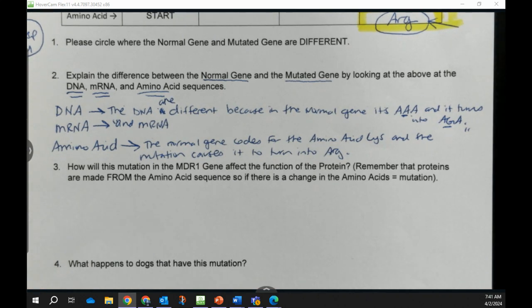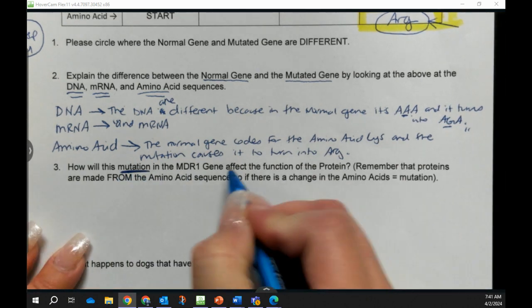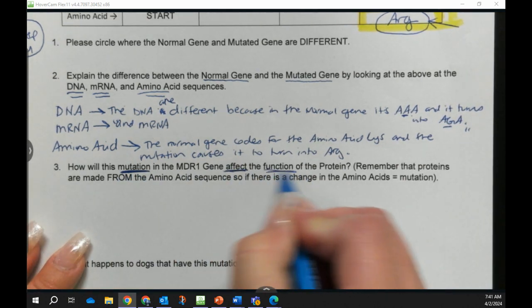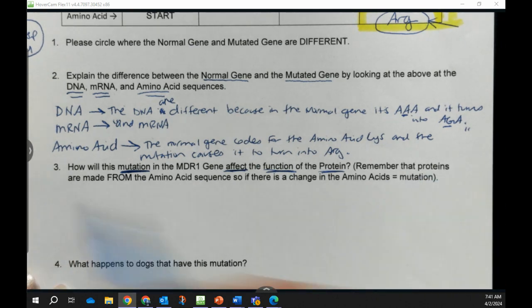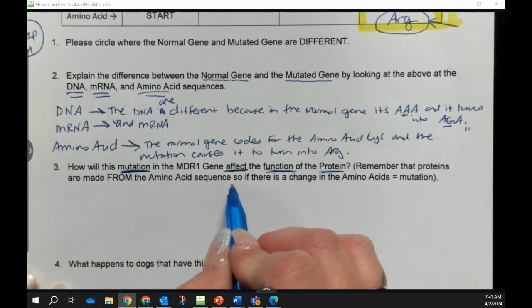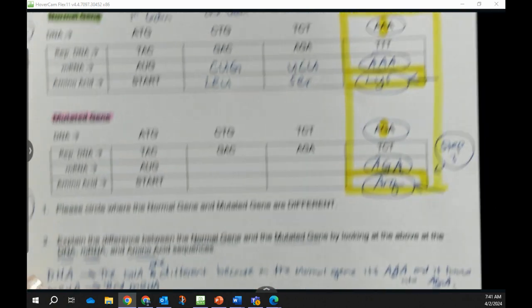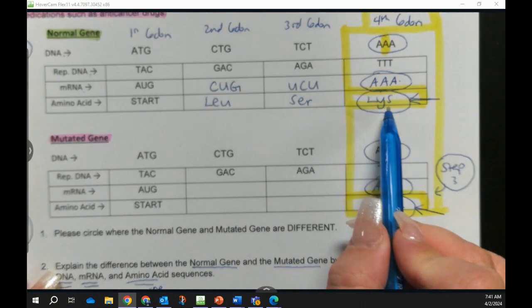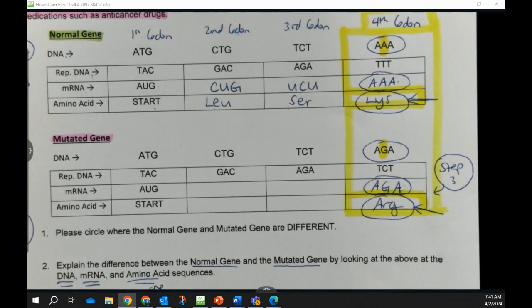Question number 3, how will the mutation affect the function of the protein? Okay, so remember, proteins are made from amino acid sequence. So if there's a change in the amino acids, that equals a mutation. So this is the normal protein. So we can say these 4 codons create the protein P-glycoprotein.